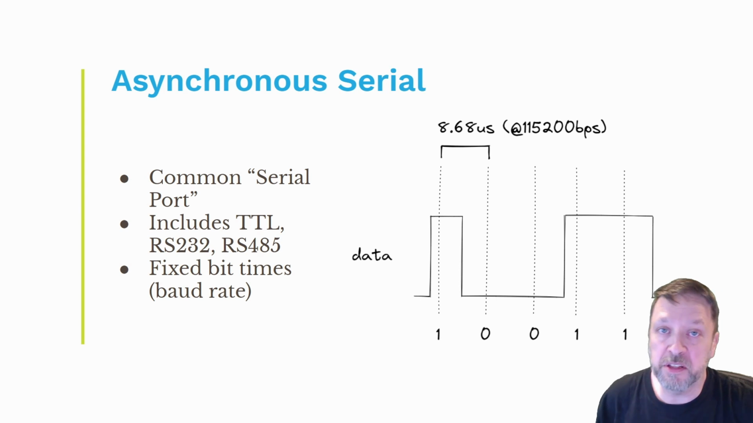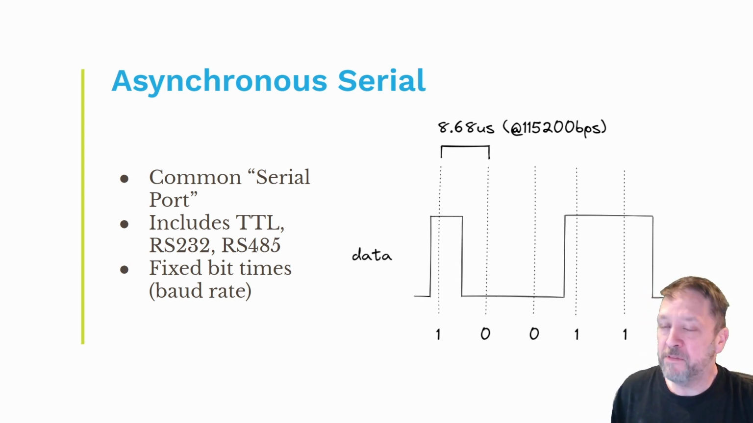For asynchronous serial, again, this is like our common serial port. We have a fixed bit time. This bit time is based on a crystal and it has to be set on both ends. So both the transmitter and the receiver are sending and receiving at the exact same time. A good example here is at 115.2 kilobits per second, it's 8.68 microseconds between bits.